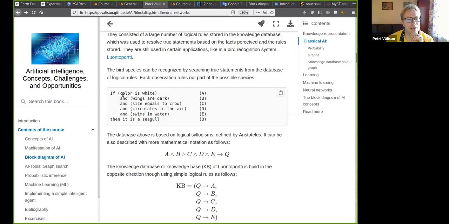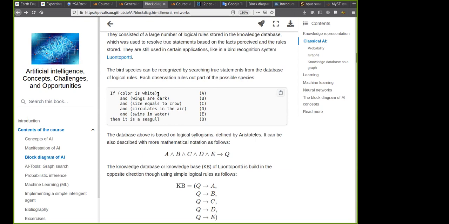So there is certain knowledge encoded of different species. For example, a color, it can be white, black, red, blue, many kinds of things. And the wings can be dark or white, or the size equals a crow, equals a sparrow. So is it a small or big bird? How does it fly? Does it swim in the water? And based on this information, you can find which bird it was from this system.